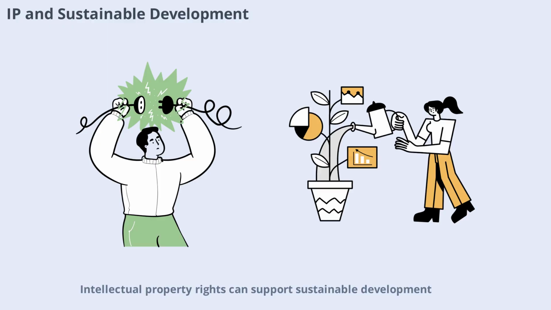Intellectual property rights can support sustainable development by encouraging green technologies and environmentally friendly innovations. IP protection helps inventors bring new solutions to market, addressing challenges like climate change and resource scarcity. By fostering innovation, IP contributes to a more sustainable and prosperous future.